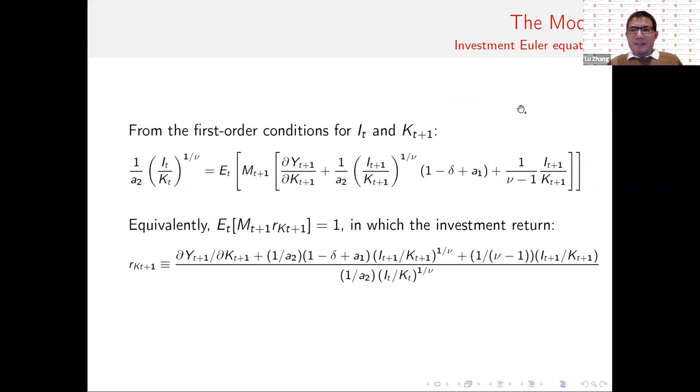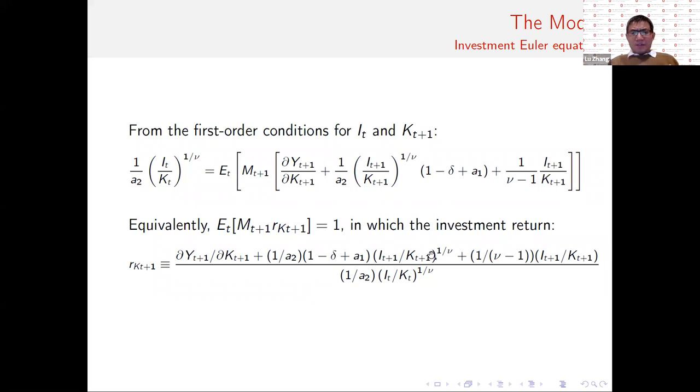So here is the investment Euler equation. It's actually fairly standard. The left-hand side is the marginal cost of investment, and the right-hand side is the marginal benefit of investment. I won't interpret each term on the right-hand side. The detailed interpretation is written down carefully in the paper. In the presentation, I'm going to skip some details because the focus of this paper is asset pricing.